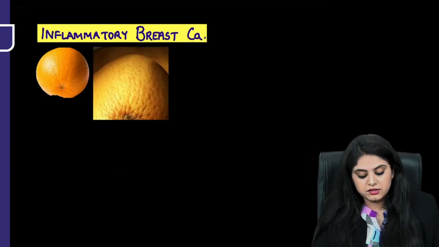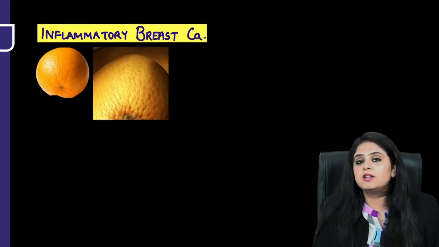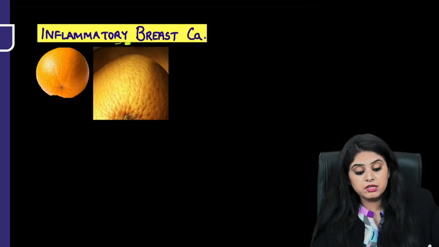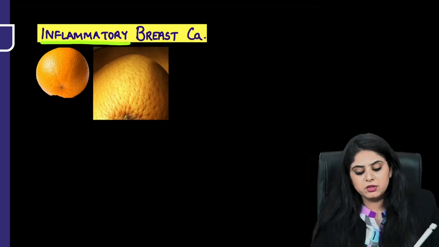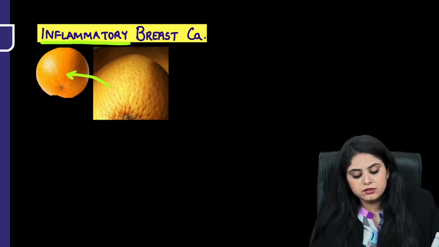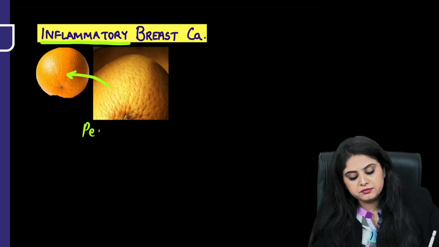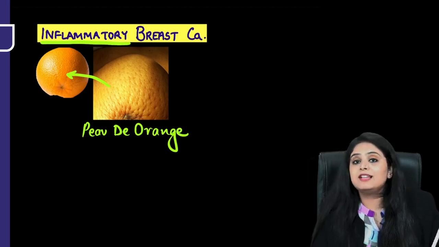The next one is a surgery exam favorite. It's a type of ductal cancer known as inflammatory breast cancer. What is inflammatory about it? It's not inflammatory, it's a cancer. But why am I calling it inflammatory? Because look at the skin. The skin is looking like an orange peel. So I want to call it the very famous peau d'orange appearance, right? And this is referred to as inflammatory.